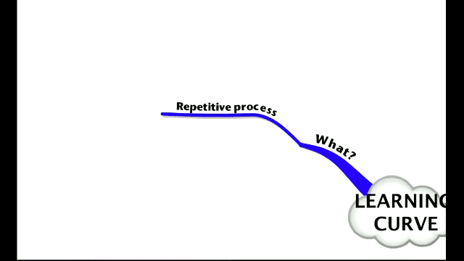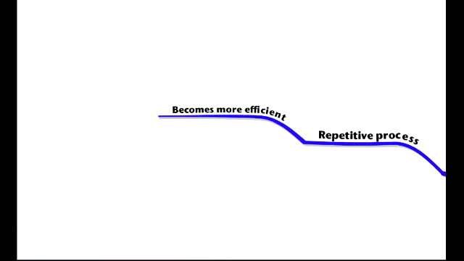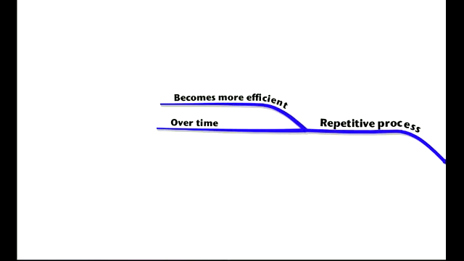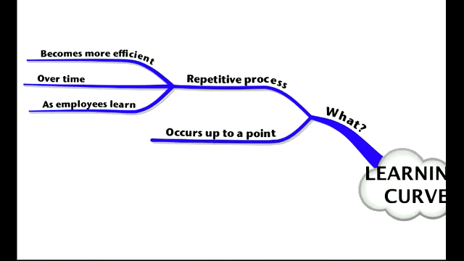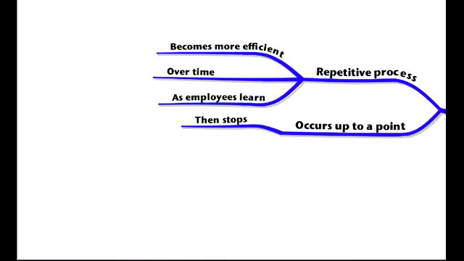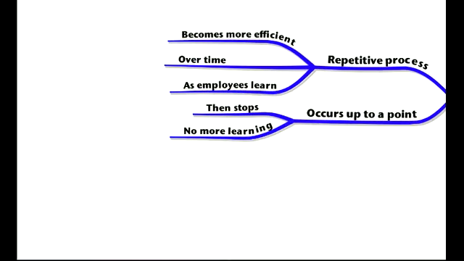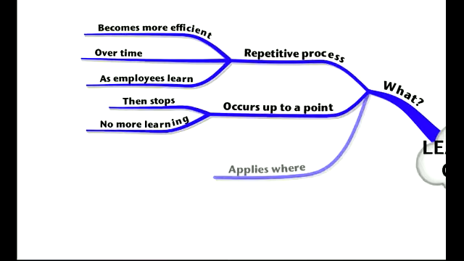So, what is the learning curve? Well, it's where we have a repetitive process that becomes more efficient over time. The reason for this is that employees learn. They're conducting a repetitive process, and they'll become more efficient at it over time because they'll learn how to do it better. It'll occur up to a point and then it'll stop. The reason for that is that no more learning will occur. So at a point, you'll be as efficient as you can be and no more learning can occur.